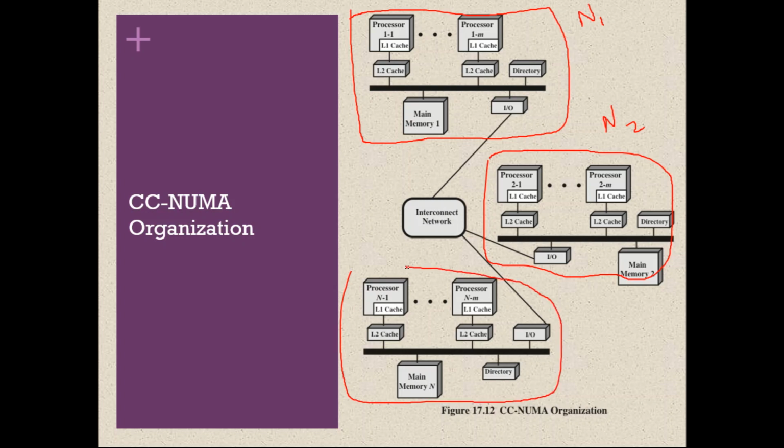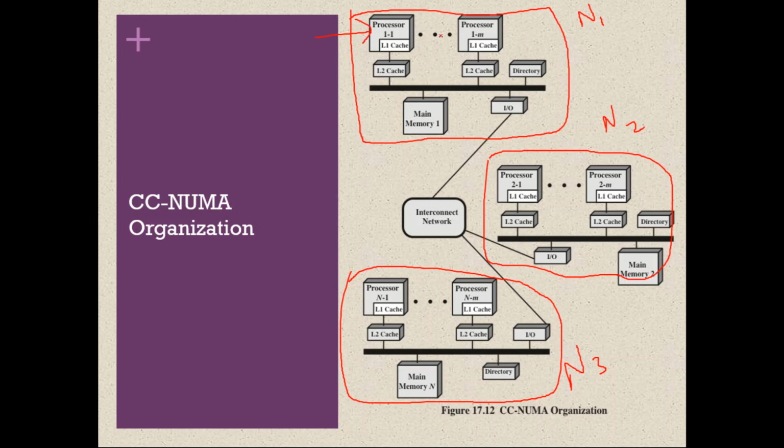So the basic building block of a NUMA is a node. And if you take each node, each node can have many processors.